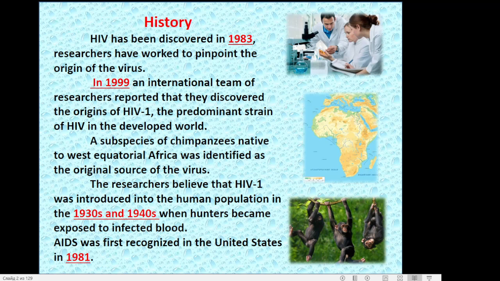The first recognized case of AIDS was suspected in the United States in 1981. HIV samples were found in blood banks, dating from the middle of the 1950s, the years of the previous century.